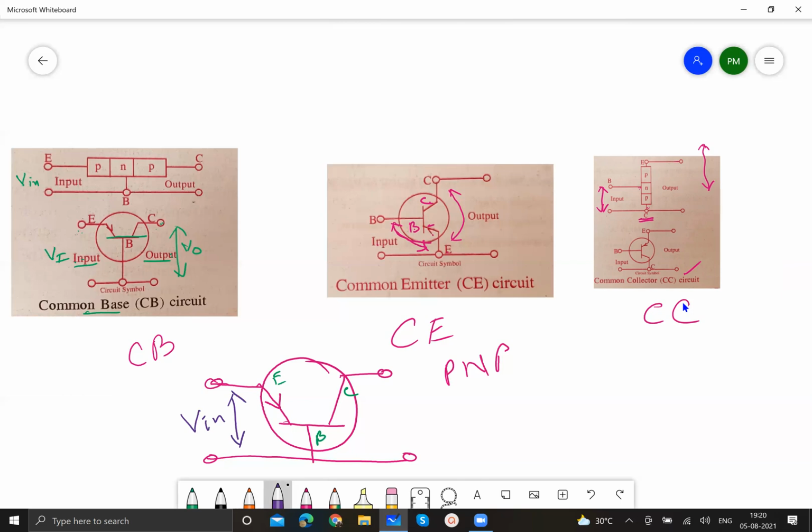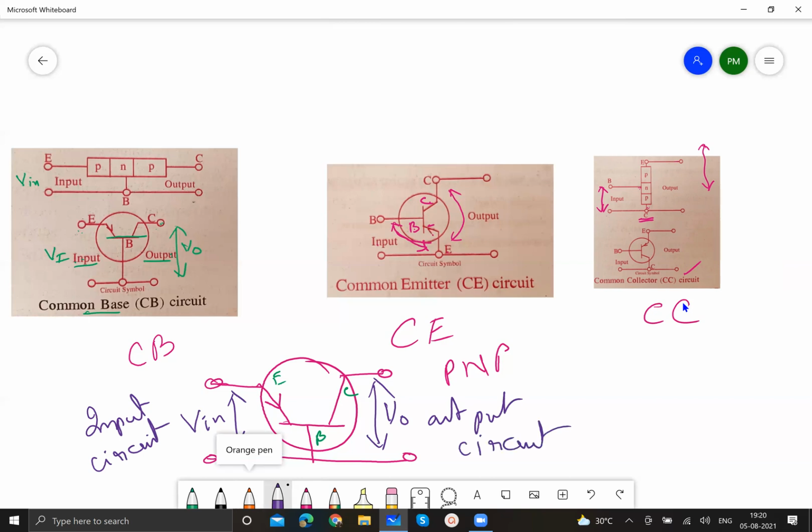Input is applied here, output is appearing here. So this is called the input circuit. This is called the output circuit. So base is common to both input and output circuits. Hence, this is called common base configuration. The same thing, if emitter is common to both input and output circuits, common emitter configuration, and common collector configuration.